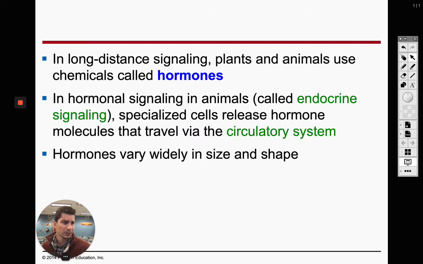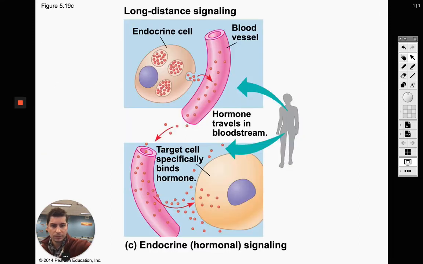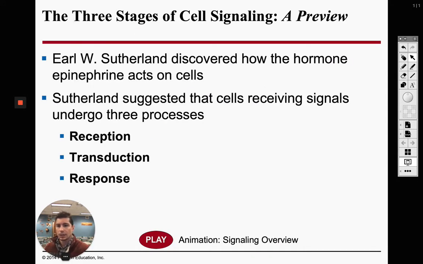So we already talked about the hormones. For the long distance ones, we're going to use these hormones, and they're going to be put into the blood, and then the blood is going to take them to wherever they need to be in your body. Okay? So you guys can see right here, they're traveling throughout the circulatory system.